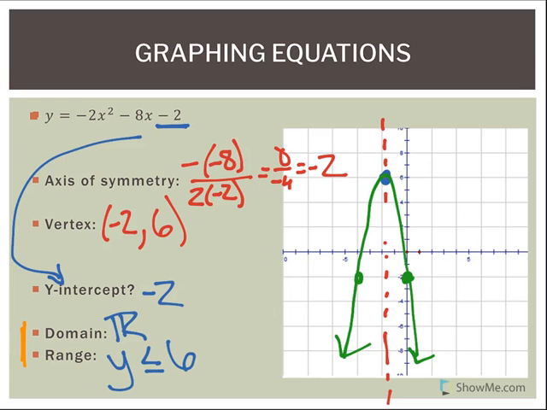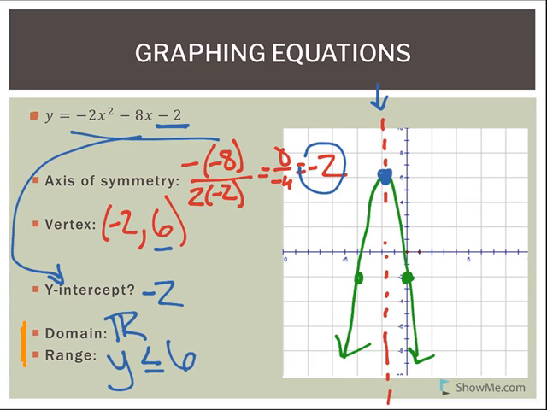All right, so if we find our axis of symmetry, again, it's the opposite of our b value, so negative -8, over 2 times our a value, which is -2. We end up with -2. So that is our axis of symmetry. That's why I have my dotted line here. If I plug -2 into my equation, I end up with a +6. So that's the y coordinate of my vertex. So -2, 6 is my vertex.